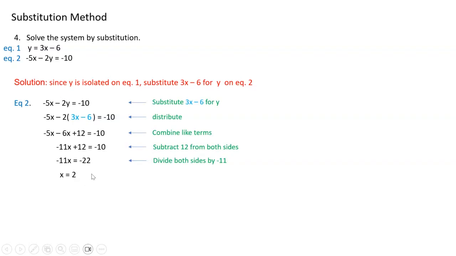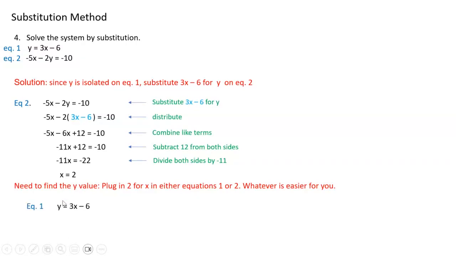So now we found the value for x, but remember, the solution is going to be an ordered pair, which means it has an x value and a y value. It's going to be a point. So now we have to go back to either equation 1 or 2. It doesn't matter which one, and plug in the value 2 for x and solve for y. So it's up to the student which equation they want to use.